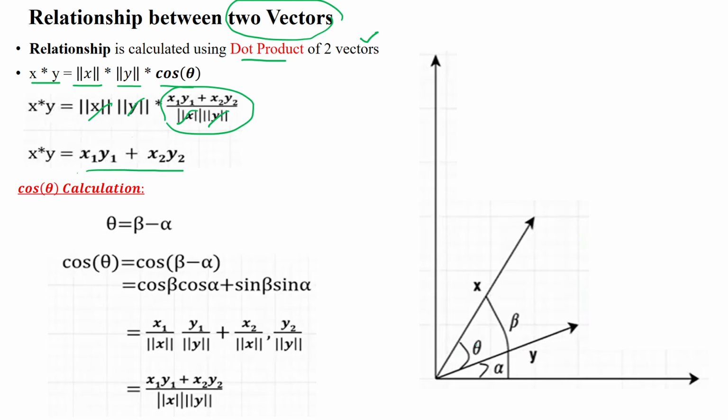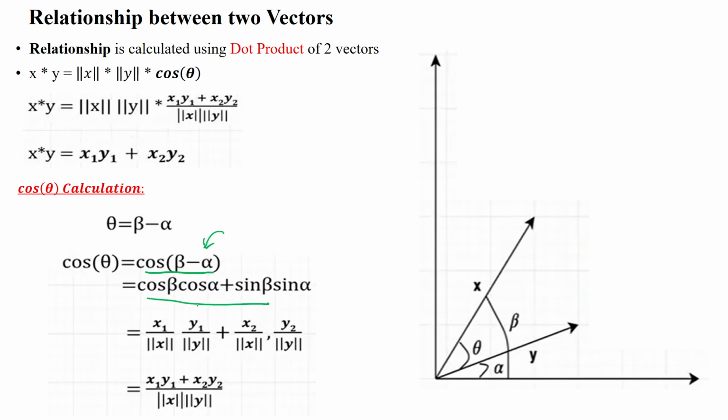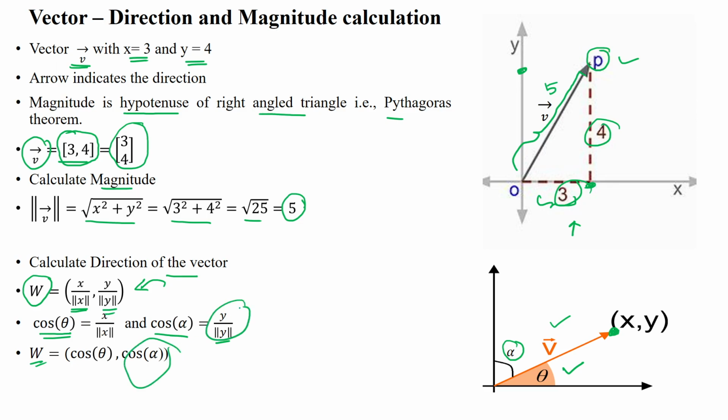Then when you are calculating the angle theta and angle alpha, this is also a beta value. Here we have two vectors, this one and this one, and we find the relationship using this dot product. So here theta is beta, the entire angle, minus this alpha, so we get beta minus alpha. Then when you substitute the cos in the orientation, we get this term: cos beta cos alpha plus sin beta sin alpha. When you substitute the values, cos beta is x1 divided by norm x, y1 divided by norm y is the cos alpha. We already have this in this notation.